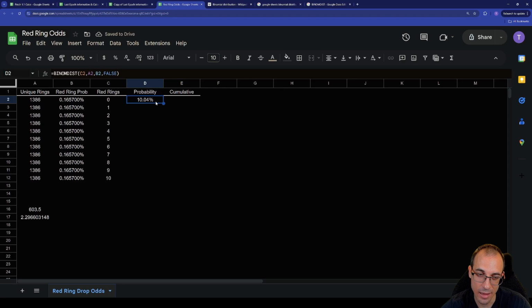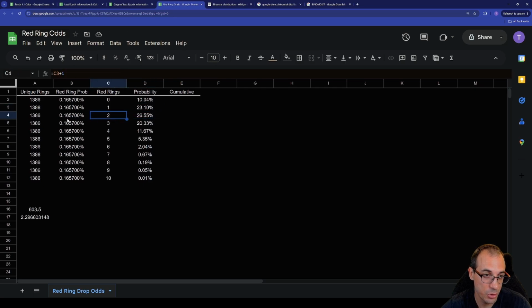And so when we plug that in, we get a 10% chance out of 1386 unique ring drops to get exactly zero red rings. That would have been a sad day. If we got zero red rings after so many prophecies, I'm not gonna lie, I would have been a little bit disappointed. And now let's check out the rest of the probabilities. As you can see, the highest probability is to drop two red rings. And that makes sense given our estimate here of the expected value of 2.3 red rings. And surprise, surprise, we actually had an 11.67% chance to get four red rings. Hey, that's not too bad.